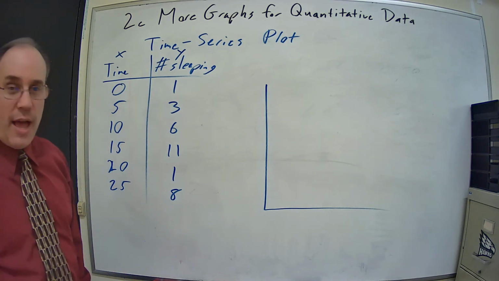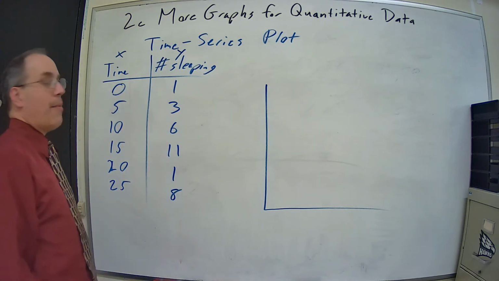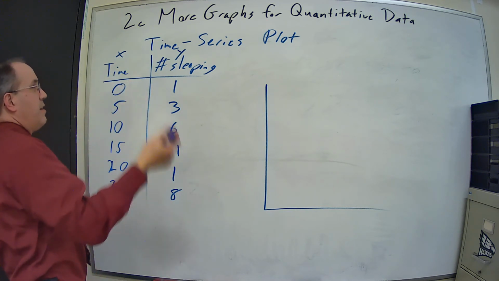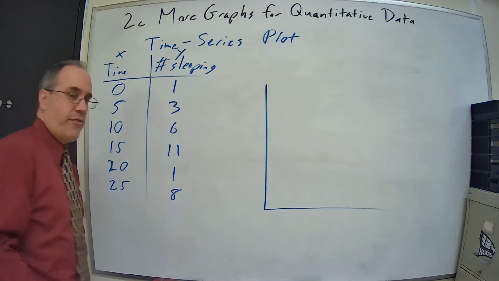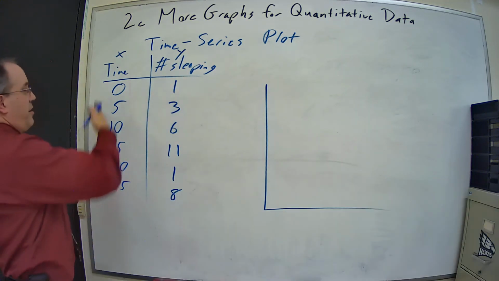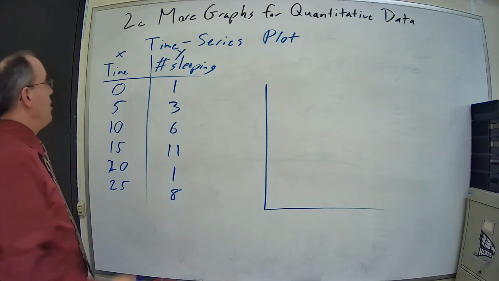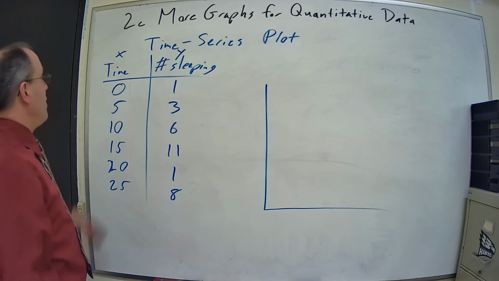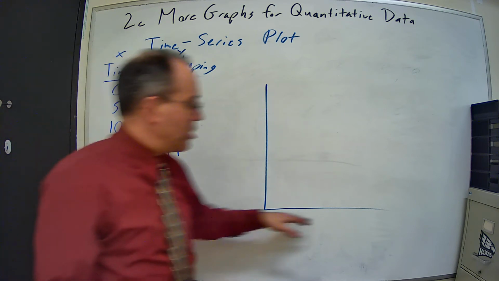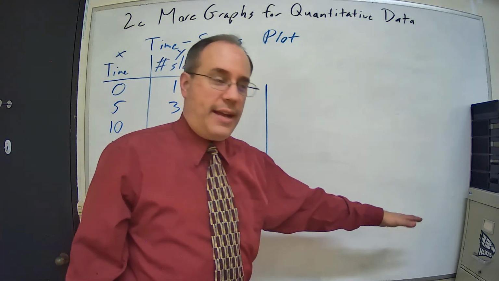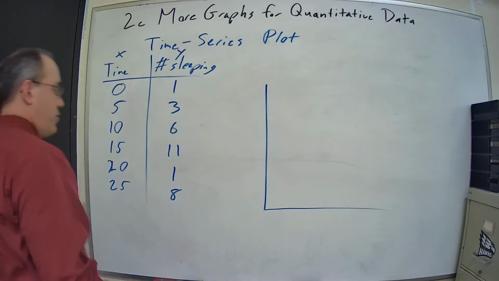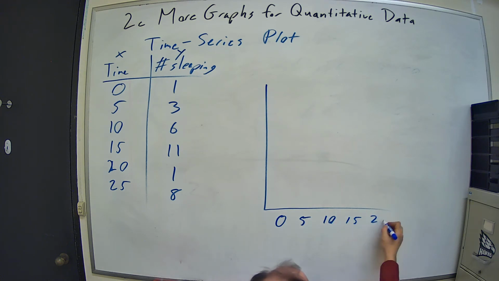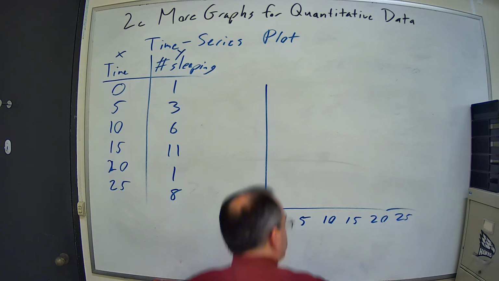At that particular time, that many people were sleeping. So x would be the independent variable, y would be the dependent variable, and I always draw my tables of data with the independent variable first and then the dependent variable second. The independent variable, this x value, is going to go on our horizontal axis or our x-axis. So we're going to put those on here. 0, 5, 10, 15, 20, 25.